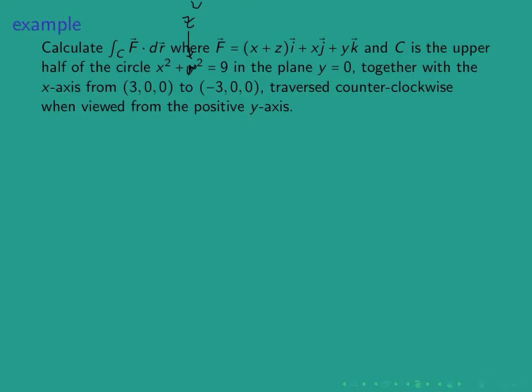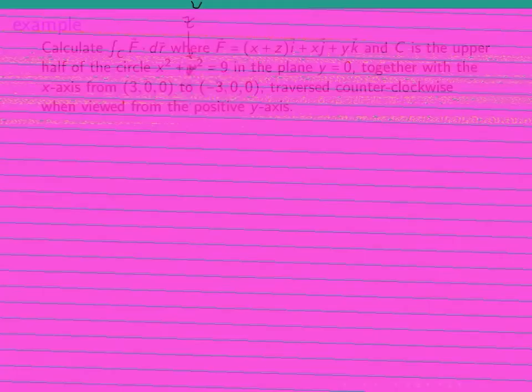So first, let's just think about what's going on here. So this path is a circle in the x-z plane. So it looks like it's a semicircle. So I'm going up here. Radius 3, x squared plus z squared equals 9. And then I'm going to connect the semicircle between the point minus 3, 0, 0 and 3, 0, 0.